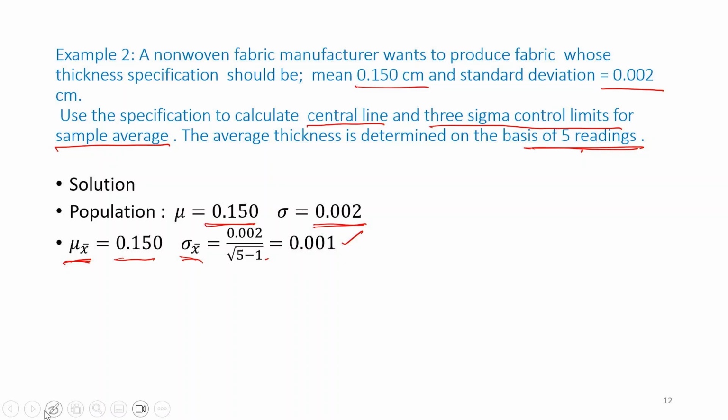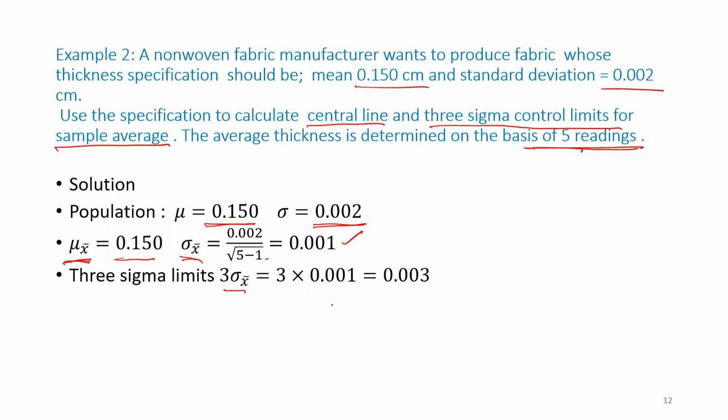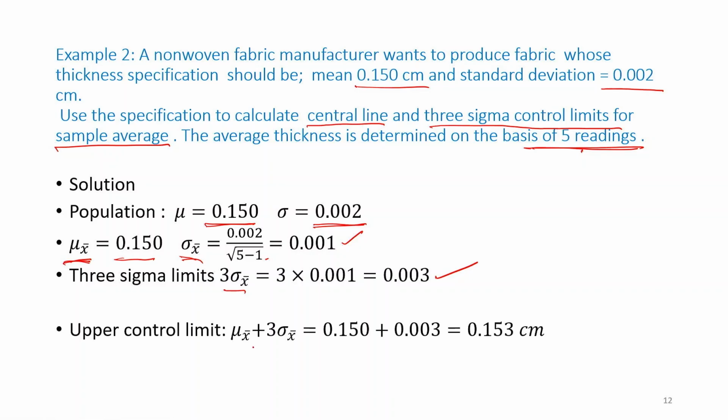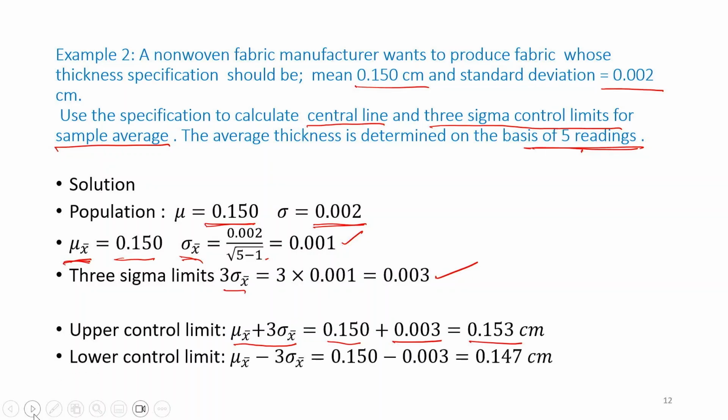So now the next step is extremely simple. The 3 sigma limit is 3 sigma x bar, so this is 0.003. The upper control limit is 0.150 plus 0.003, which gives you 0.153. And the lower control limit is 0.150 minus 0.003, which is 0.147. So this is how we should do it.